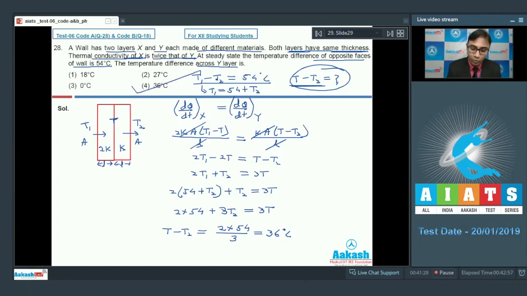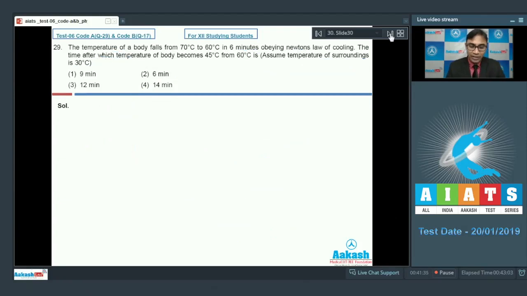Now let's move to question number 29. In question number 29, it says that the temperature of a body falls from 70 degrees centigrade to 60 degrees centigrade in 6 minutes, obeying Newton's law of cooling. This is the approximate formula for Newton's law of cooling. So according to the question, it says that 70 to 60 in 6 minutes.